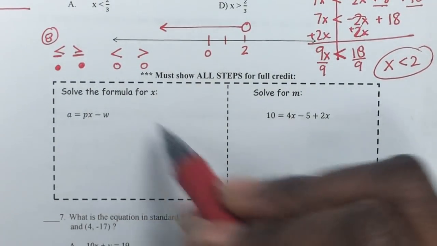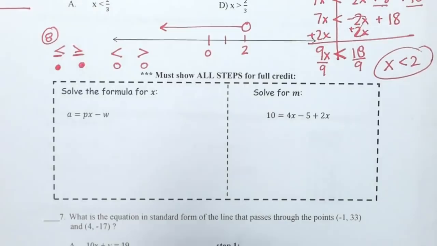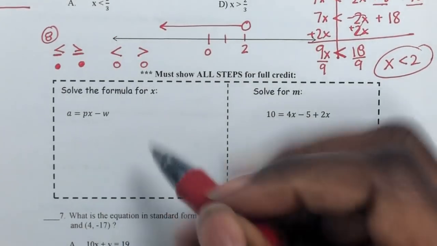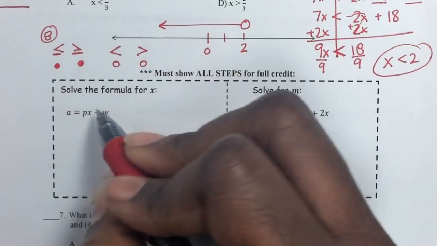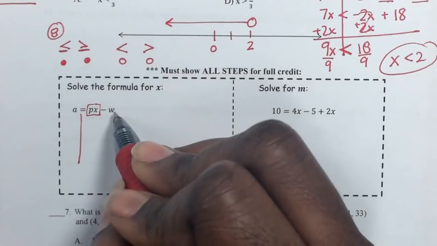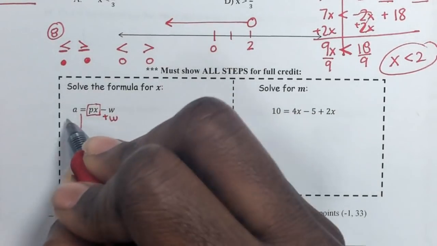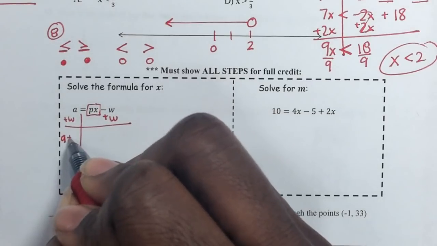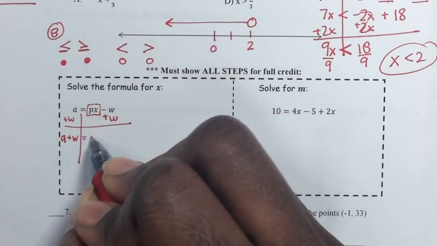All right, remember these literal equations. These are the ones that are tricky because there's no numbers. There's only variables. It wants us to get the x by itself. So we want to get this by itself. What's the opposite of minus w? Add w to the other side. So this becomes a plus w equals px.